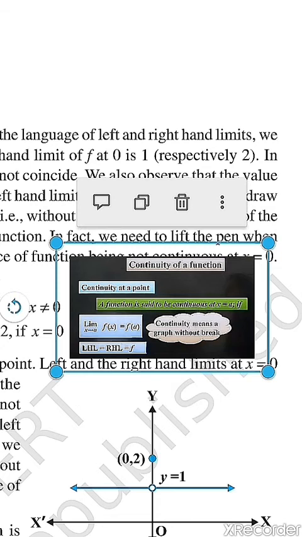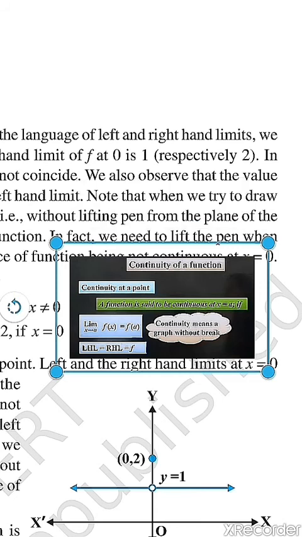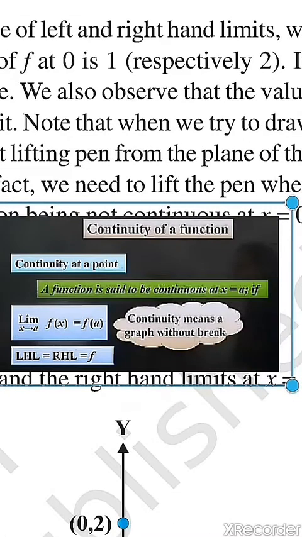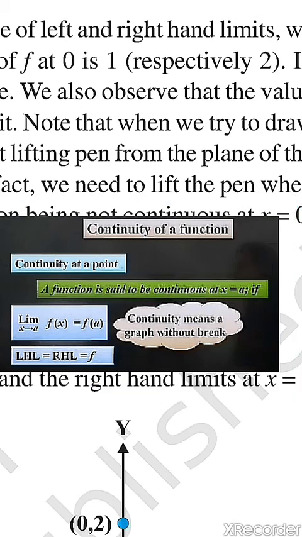You have to find the limit as x approaches a. If the function is single, that is, suppose 2x plus 3, a quadratic polynomial, anything like that, and there is no breakage at any point, you have to simply find the limit x tends to a, f of x. If it is equal to f of a, it means it is continuous.